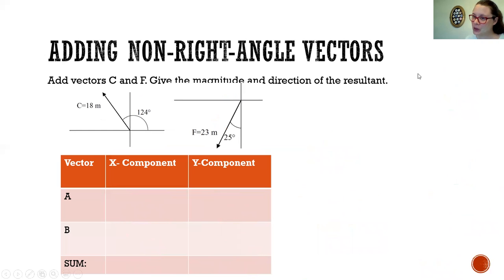All right, one more vector question. This is the last one I'm going to do, and then I'm going to give you a chart of steps that you can follow while you do your assignment. So add vectors C and vectors F, give the magnitude and the direction of the resultant. So same steps as before.